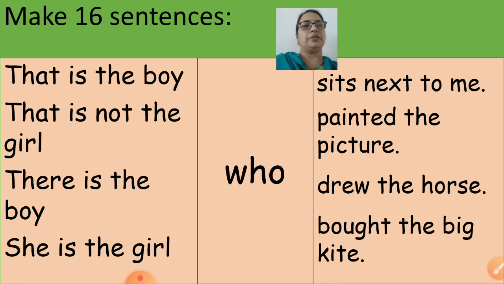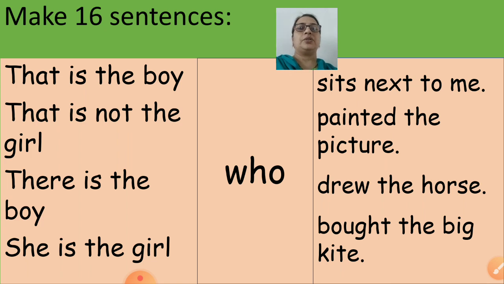So what is the question, children? Make 16 sentences. Okay, you can see 3 columns given here, and in each column, in the first column, one group of words is given, then in the second column, one word, who, is given, and in the third column, again the group of words is given. Now we are going to join it, and after joining we are going to write it in the place given below this table. Ready with your pencil and erasers?